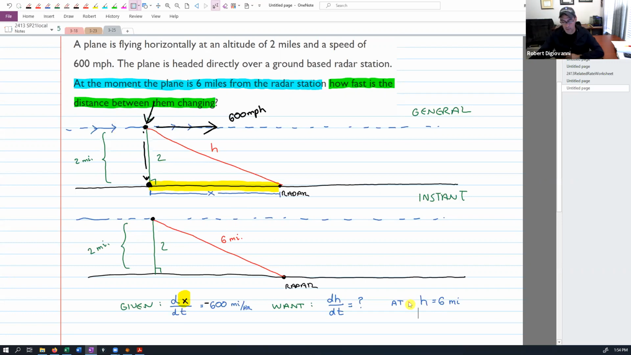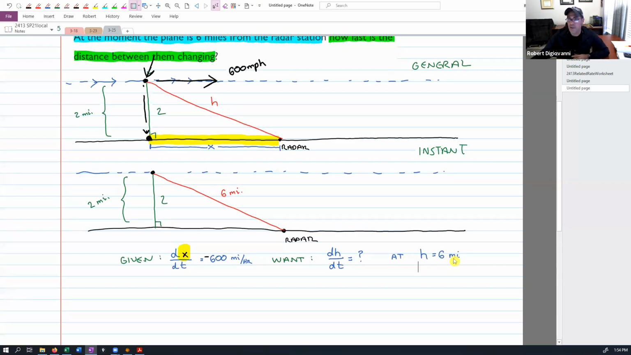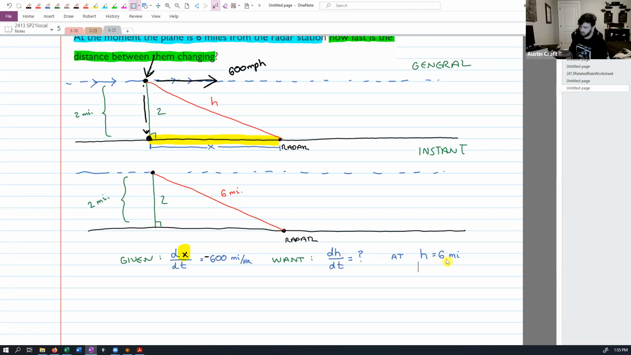Okay, it's very important that we don't just put at 6 miles, because are you talking about h or are you talking about x? We're talking about h, right? When h is 6 is when we're interested. All right, I think we have everything: a general picture, an instant picture, what we're given, what we want, and at the moment we want it. So what comes next? We have to do the implicit derivative of an equation. So we need the equation now.